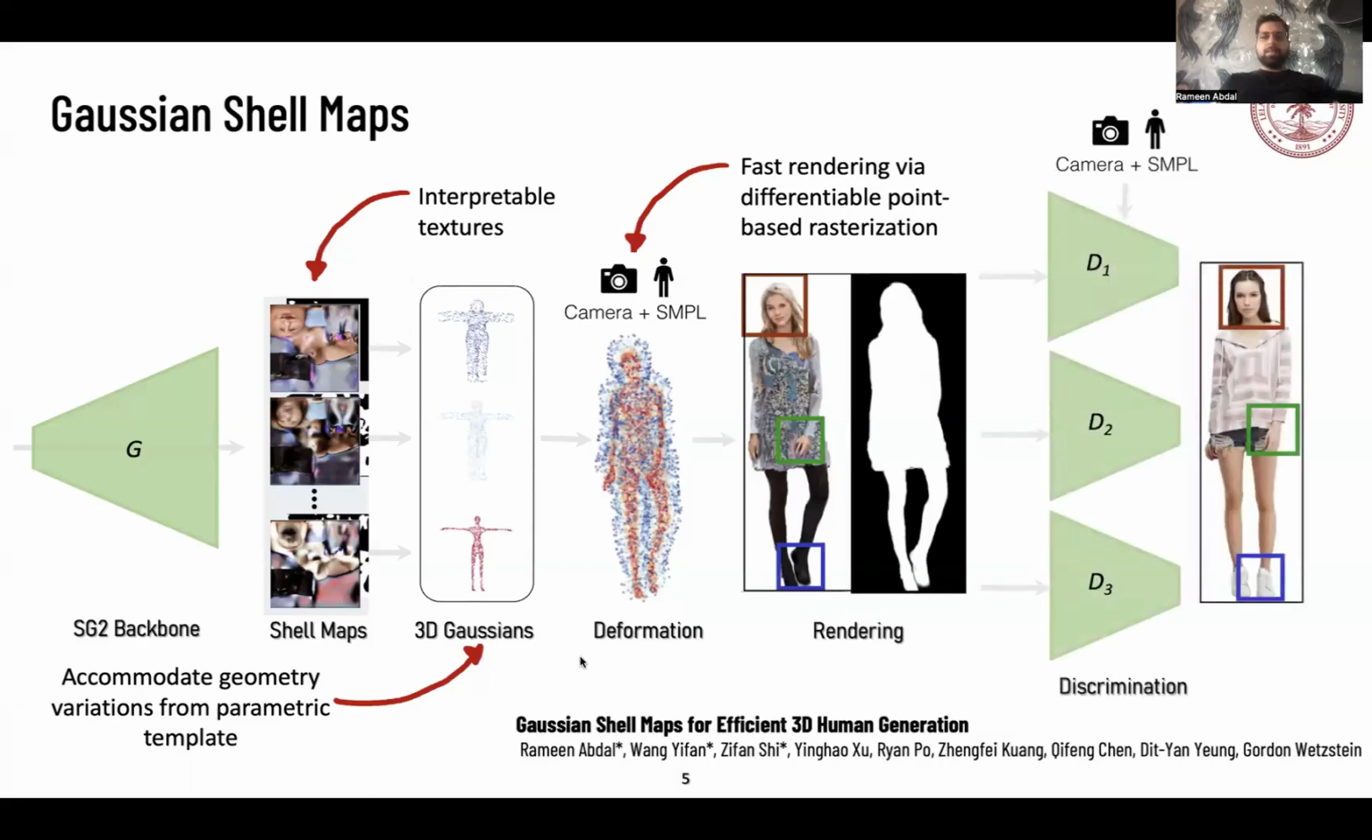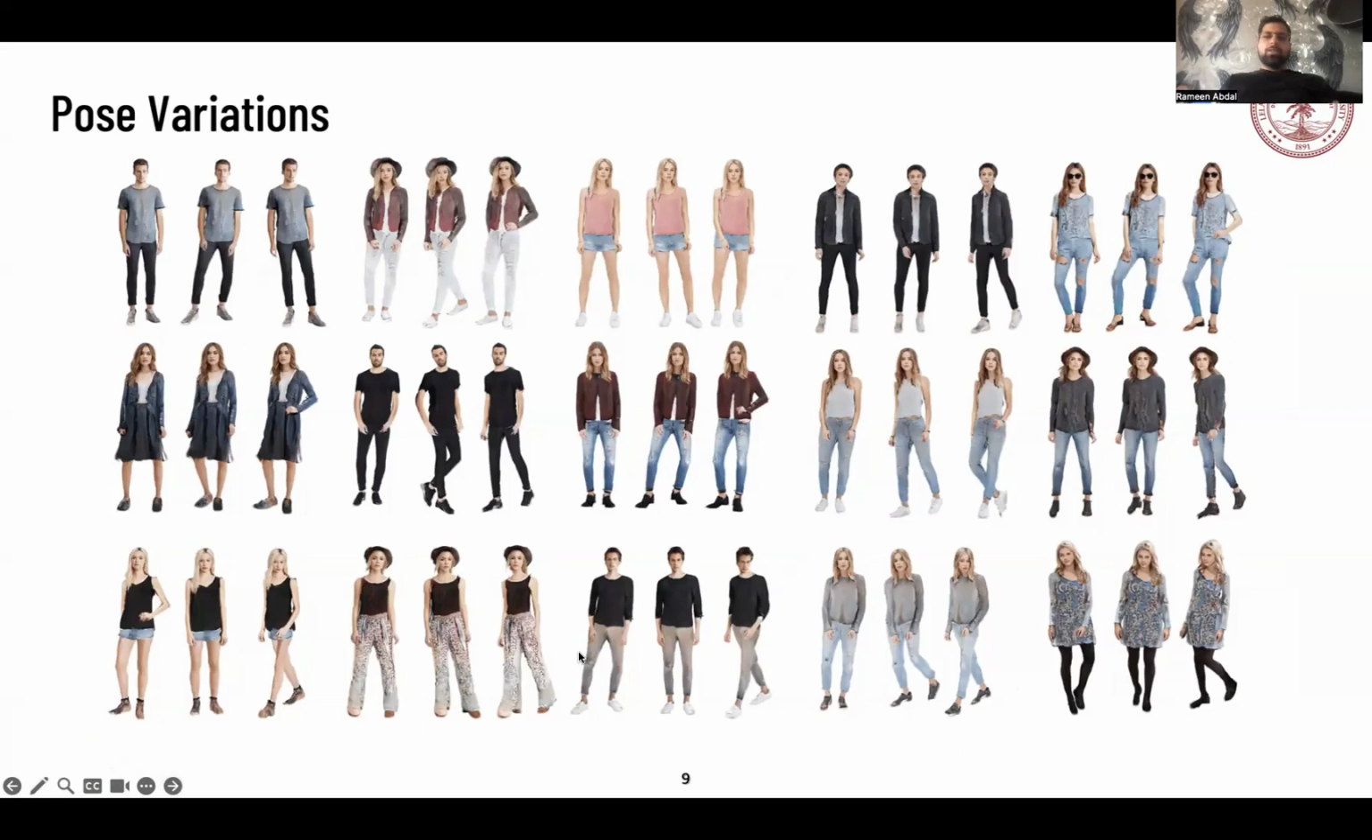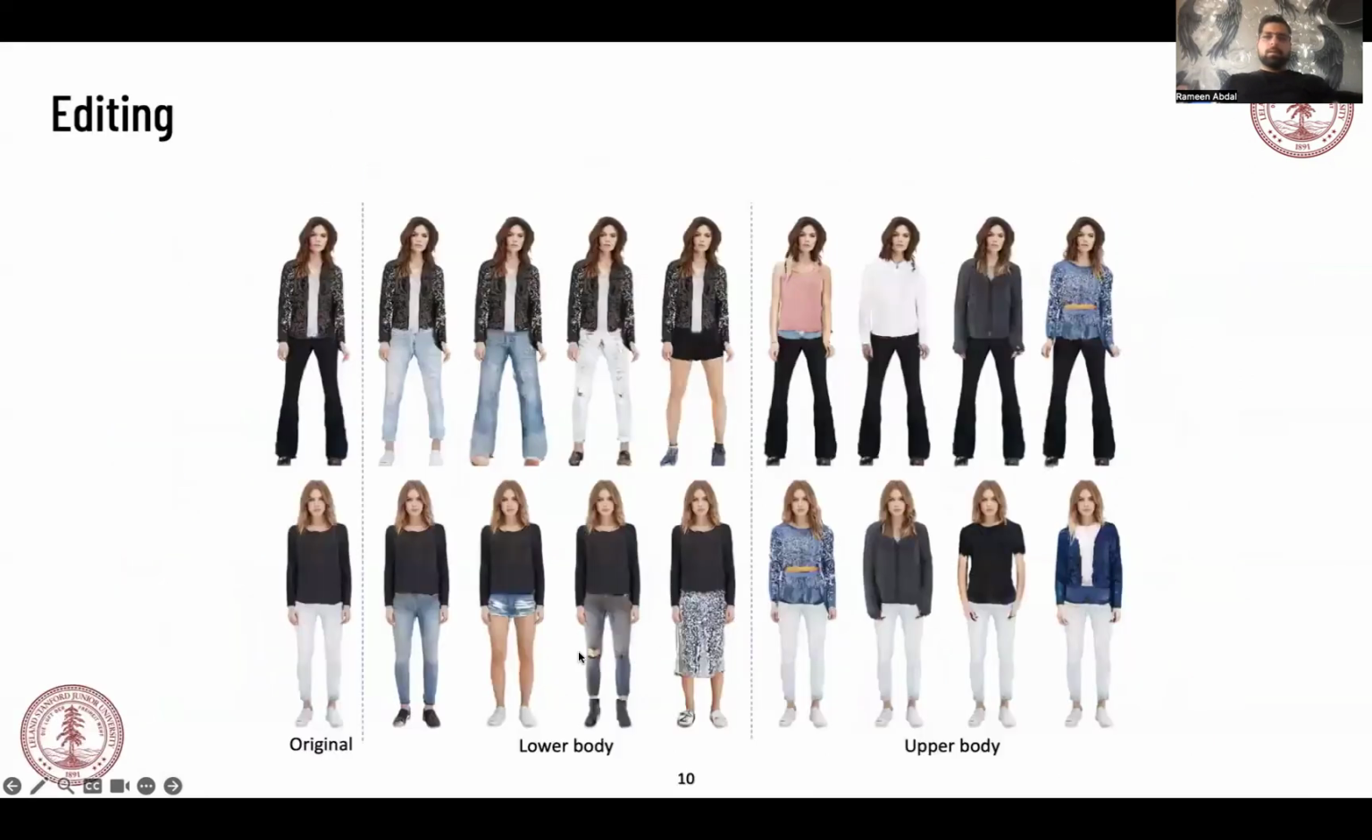We also use part discriminators to focus on different parts of the body, and also to reduce the complexity of optimization. We do not optimize for the positions here, and we do not use any super resolution modules. Here are the examples of pose variations that can be achieved with our method. Notice various poses, diverse clothing, and photorealism. Since the texture maps are interpretable, editing can be done very easily. For example, here replacing different parts of the body helps us achieve off-the-shelf edits.